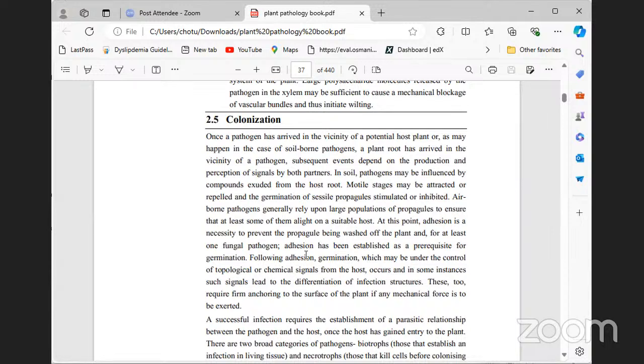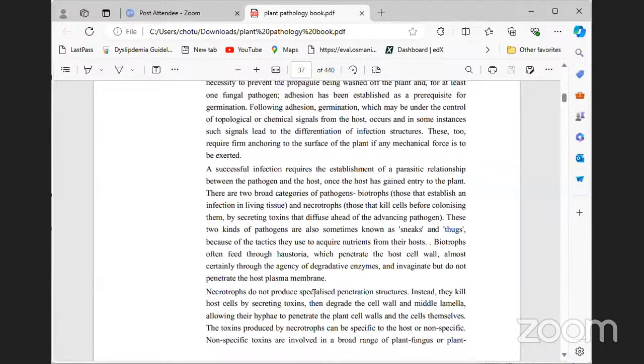Following this, growth may be under the control of topological or chemical signals from the host, and in some instances such signals lead to the differentiation of infection structures. These too require firm anchoring to the surface of the plant. Any mechanical force has to be exerted.